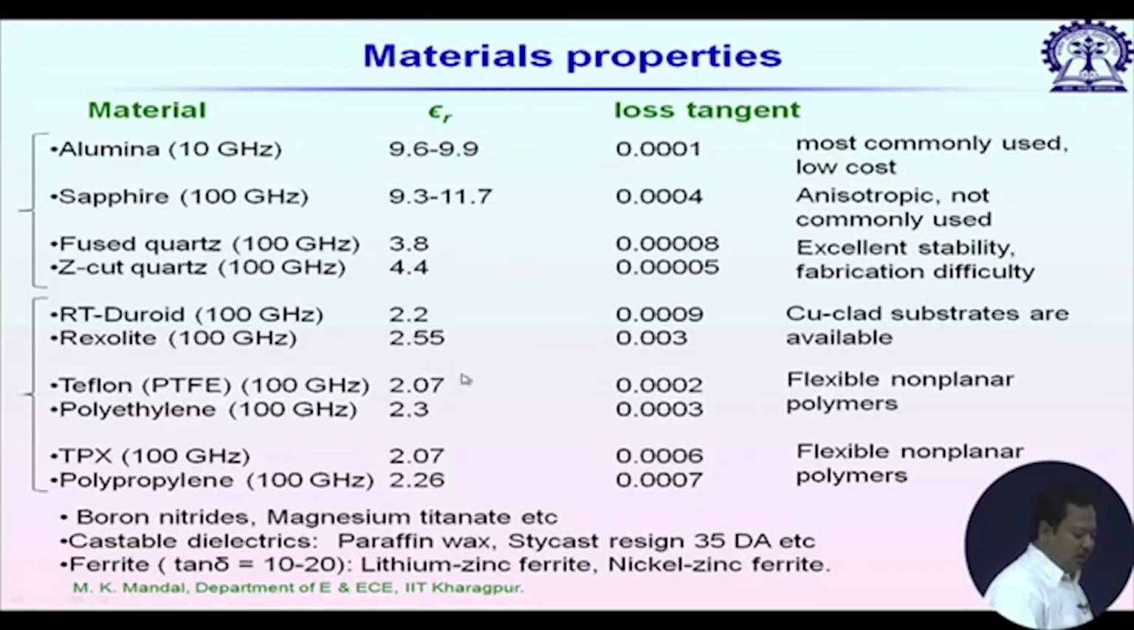So, there are many more. Among these, if you say which is the most popular material at millimeter wave frequencies, it is alumina, because its cost is very low.